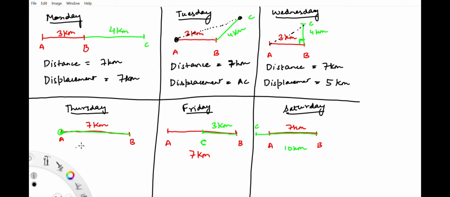Again, let us have a look at Thursday. So in case of Thursday, the person starts from point A, moves to point B, right, and goes back to point A, and the distance between point A and B, or the path length between point A and B, is 7 kilometers. So the total distance that this person is covering, starting from A, going to B and coming back to A, is 7 plus 7, which is 14 kilometers. So distance is 14 kilometers. But the displacement over here is 0.